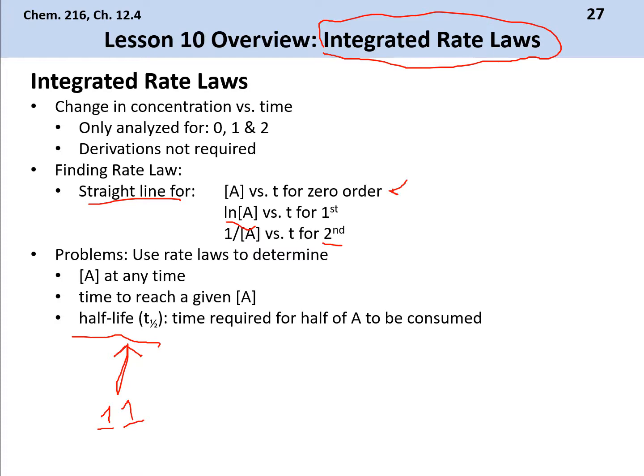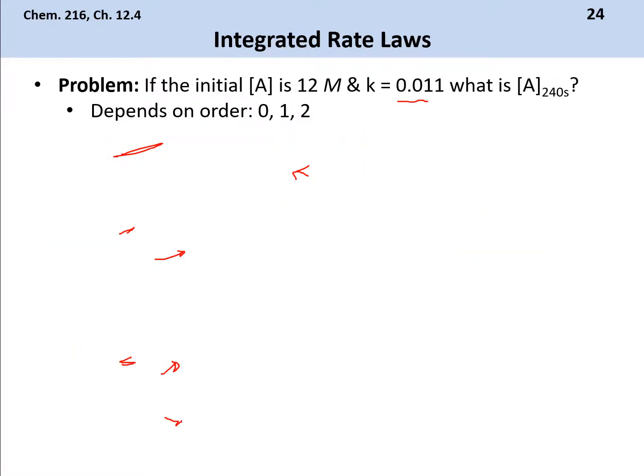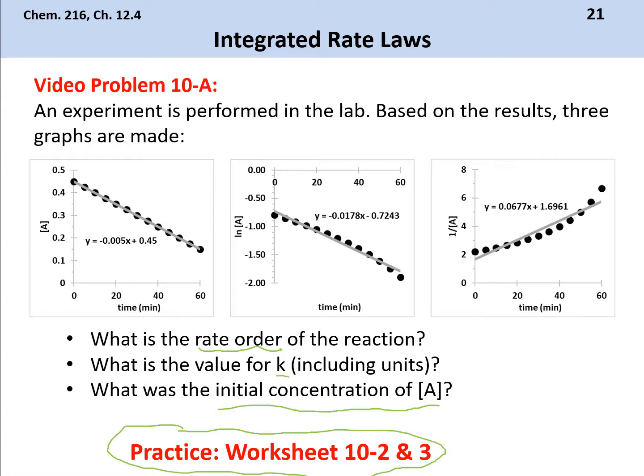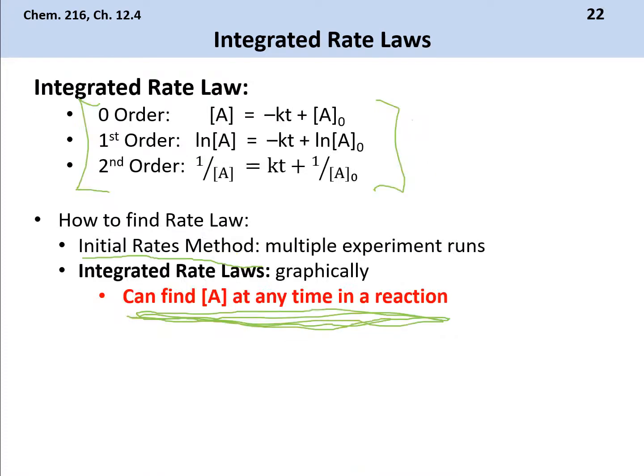Actually, I'm just remembering one thing, so let me go back in time a little bit to video problem 10a. Now, this one asks for the value for k, and you're going to find this based on the rate order. Notice one thing. Time here is not in seconds, it's in minutes. So on a lot of the calculations we've been using, we've been saying per second. Here it's going to be per minute. So include that.